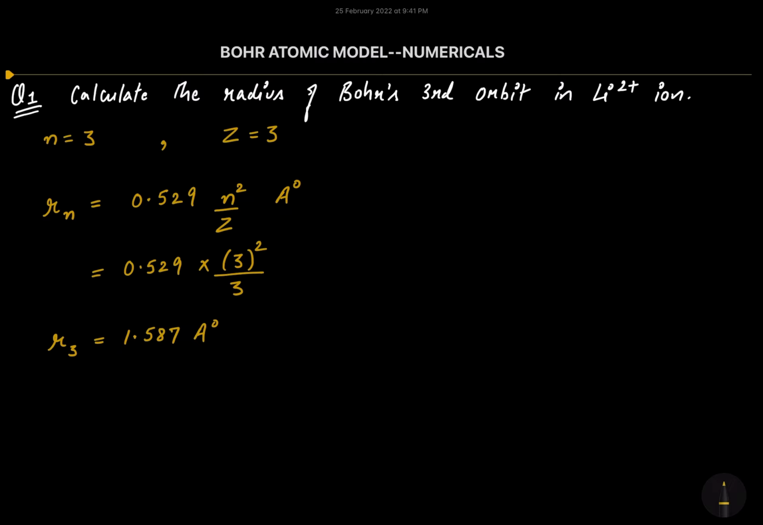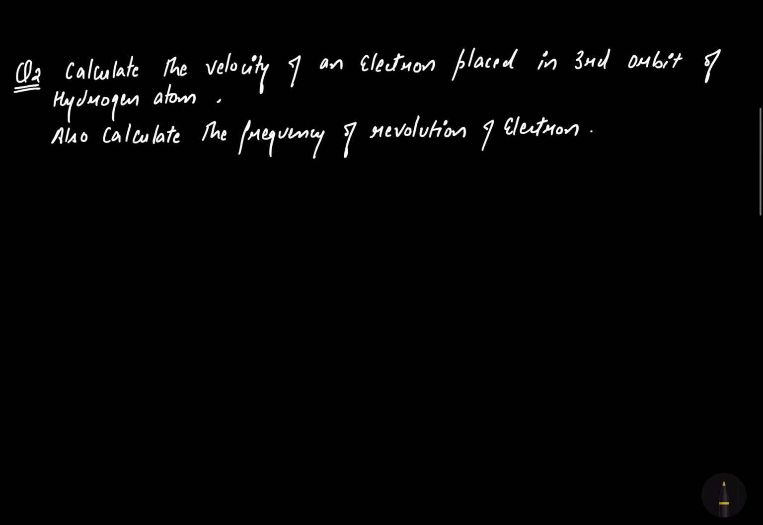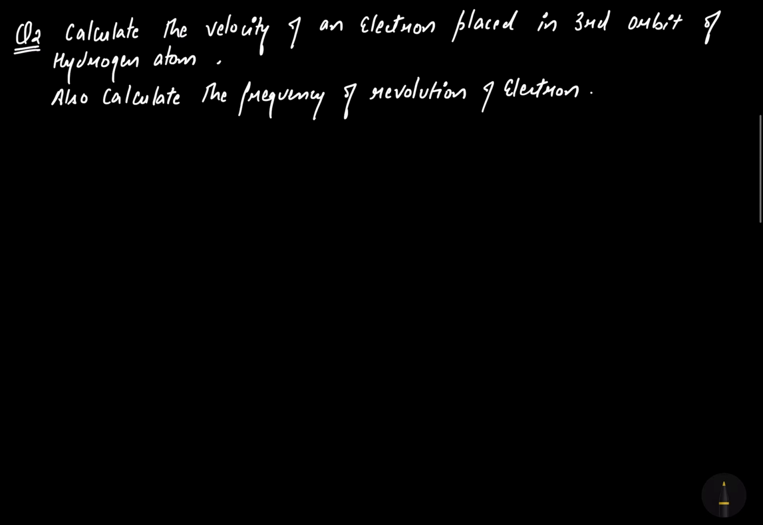So it was a very easy question. Let's move to the next question. The second question is asking: calculate the velocity of electron placed in the third orbit of hydrogen atom. Here the orbit number n is 3, and the atomic number of hydrogen atom is 1. So we first have to evaluate the velocity.